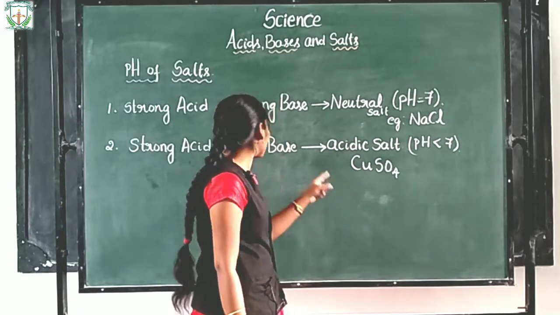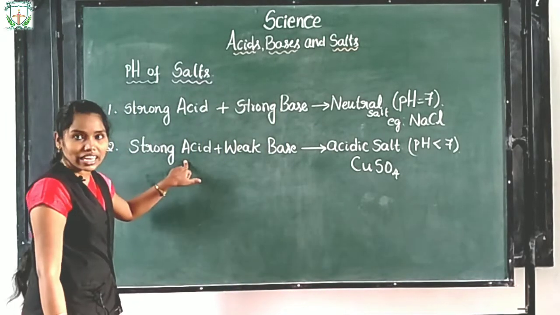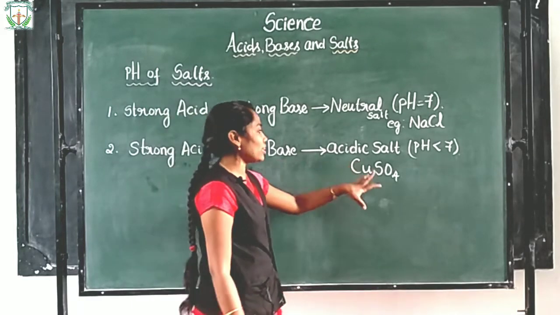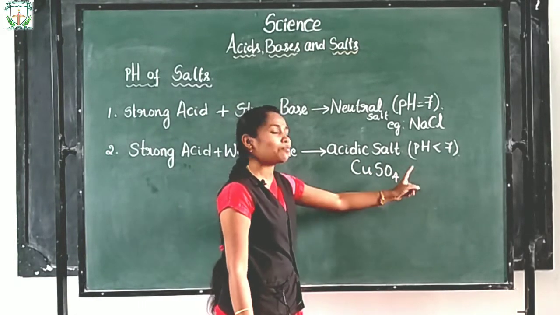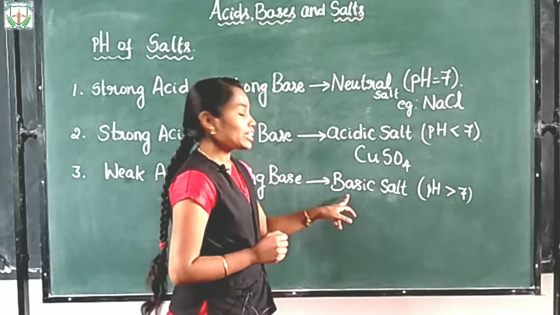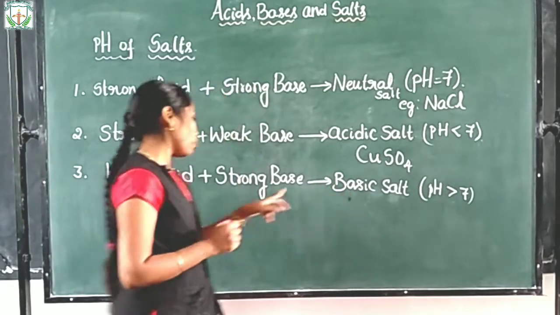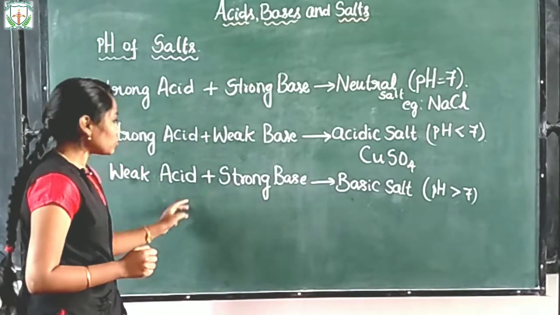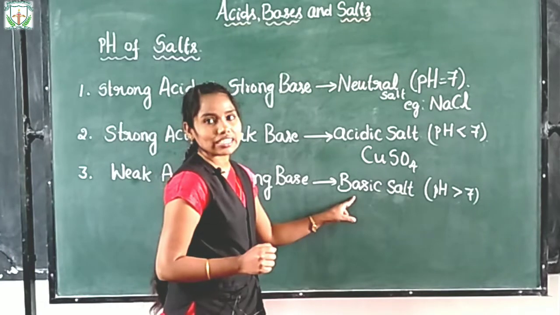Because it is formed from the strong acid sulfuric acid and the weak base calcium hydroxide. Hence the formed salt is acidic in nature and it has the pH value less than 7. Children, why are the salts basic in nature? Because it is formed from the weak acid and strong base. So that's why the formed salt is basic in nature.